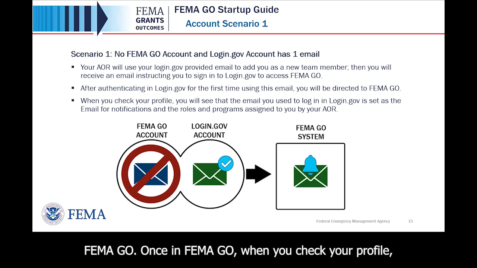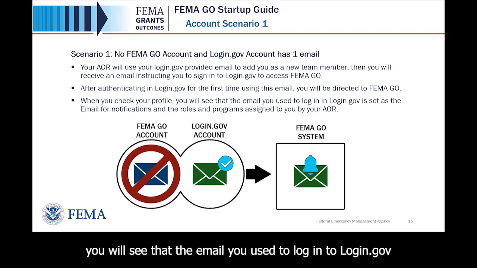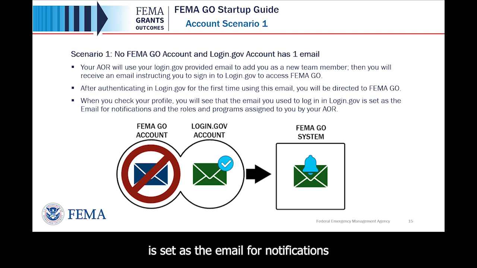Once in FEMA Go, when you check your profile, you will see that the email you use to log in to login.gov is set as the email for notifications, and the roles and permissions assigned to you by your AOR will be visible.